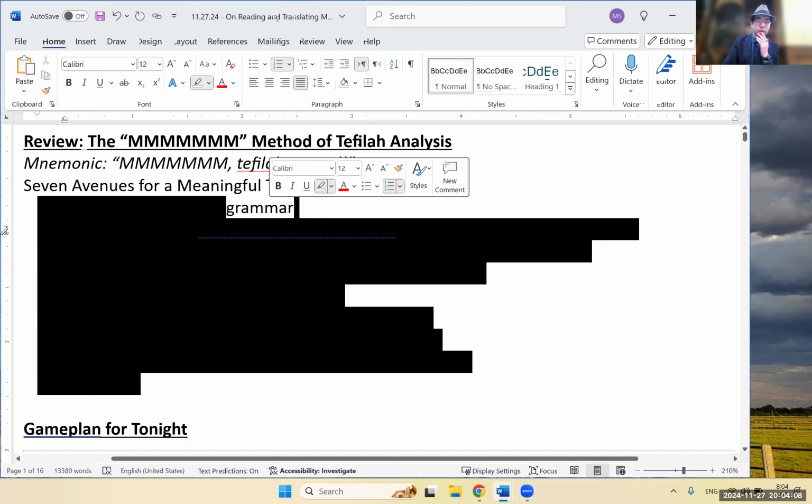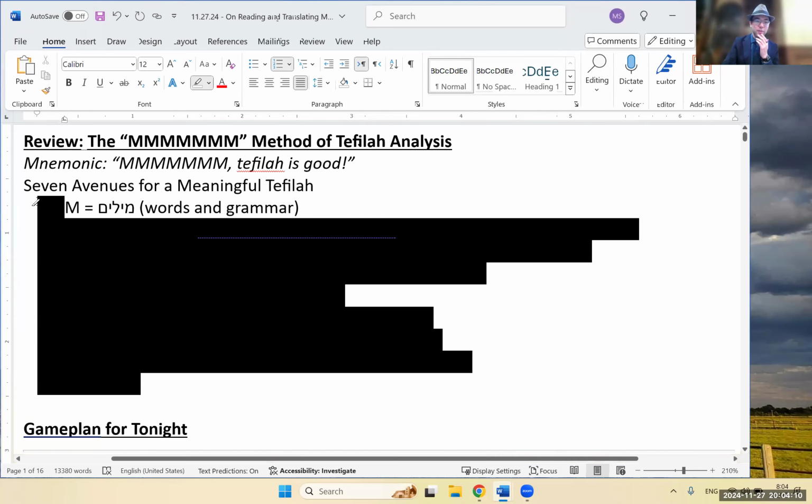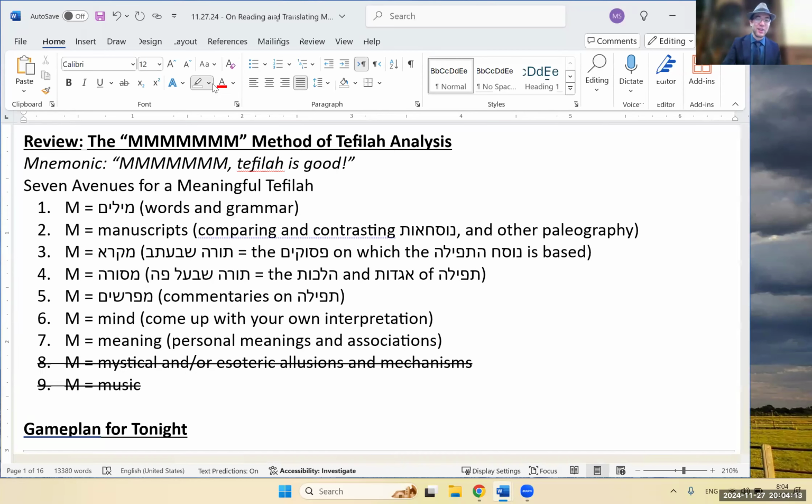Okay, the first one, and they all start with M, obviously. Oh, this is not going to work. All right, I'm just going to reveal all, and that defeats the whole purpose. Okay, so I'll say them all just at first: Milim, manuscripts, Mikra, Masorah, Mefarshim, mind, meaning, and then the rejected ones are mystical and musical. Again, I'm not entirely rejecting these. There is legitimacy in these things, but let me explain.